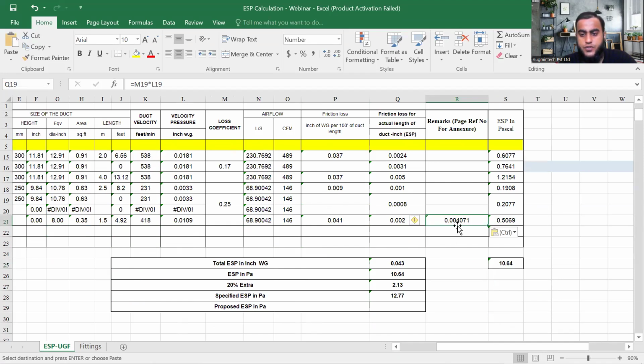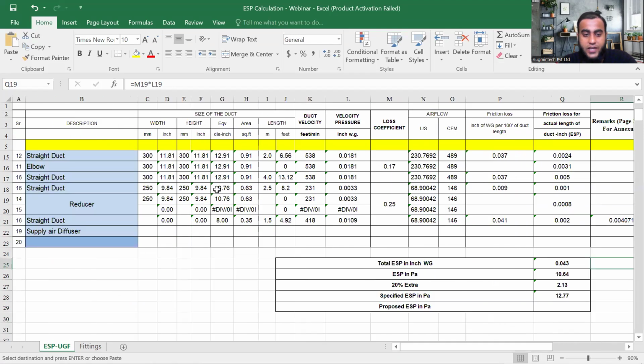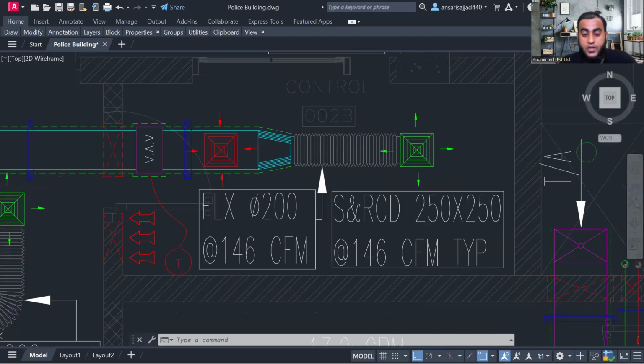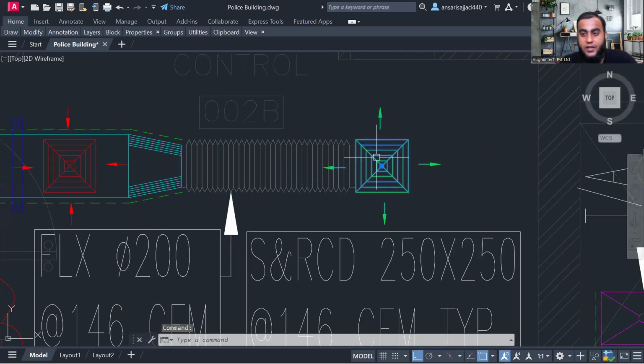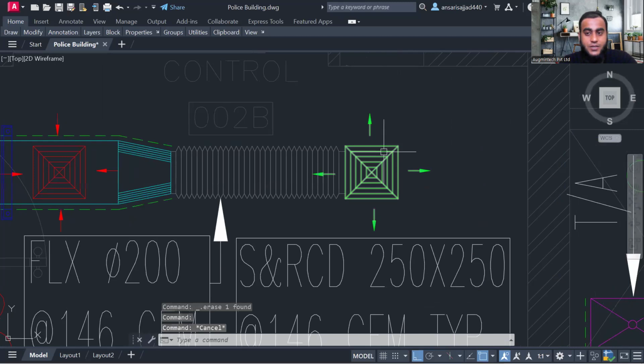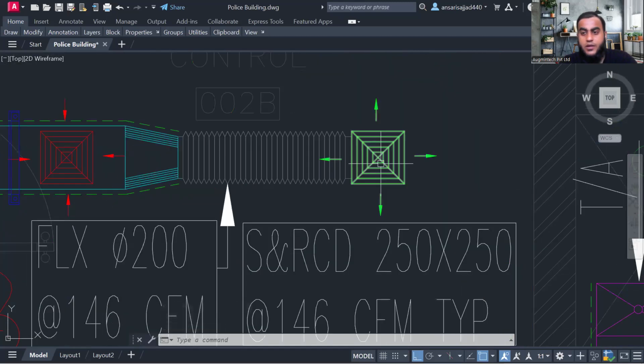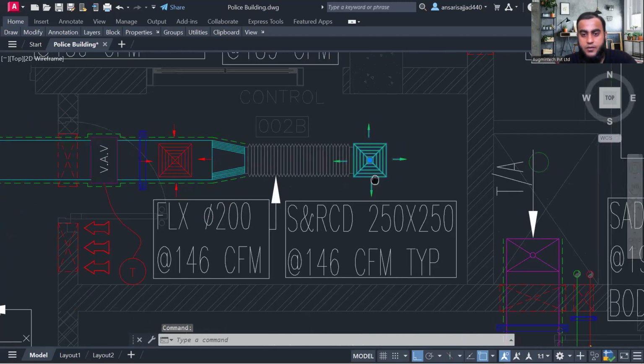0.02 into 2, 0.004. Okay. Now, finally, when you see in your software, sorry, in layout, now we have an air terminal. So here also, because I have already explained external static pressure caused by ductwork, air terminal device like diffuser. So in diffuser also there is a little bit of pressure.